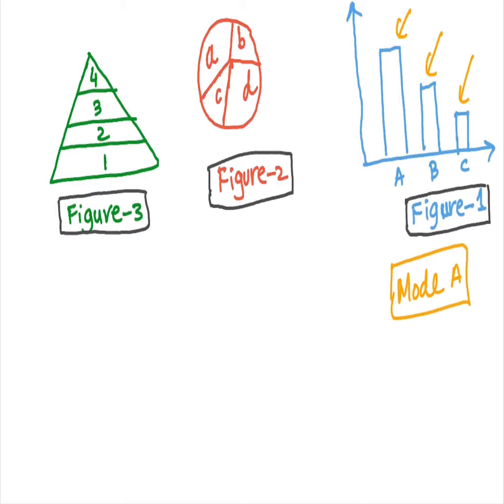Then we can try to find in figure 2 what is a mode in figure 2. So in the pie chart we have A, B, C, D. So 4 different areas in this pie chart. And we can see the area of D is much higher than B, C and A. So it means anything which is enclosed by D is mostly repeated comparatively to A, B and C. So in figure 2 mode is D.